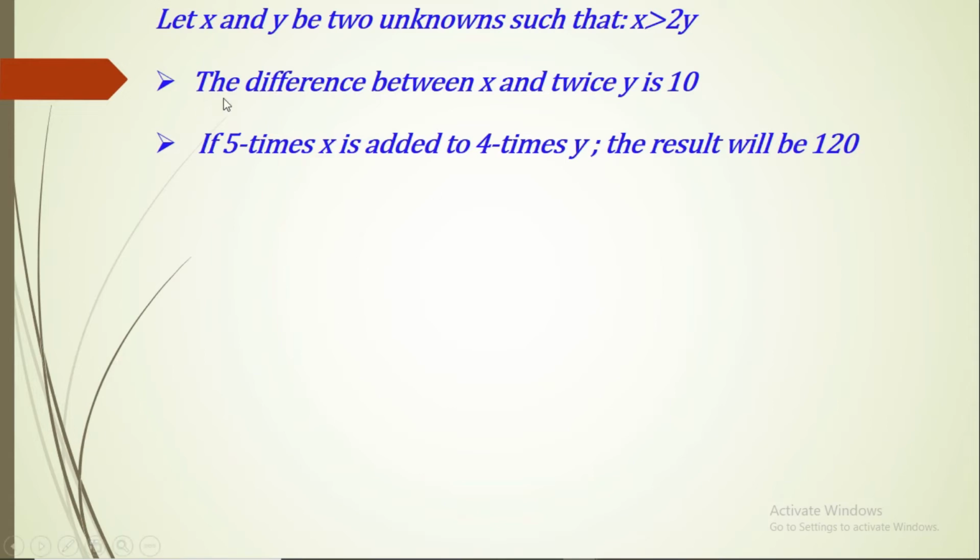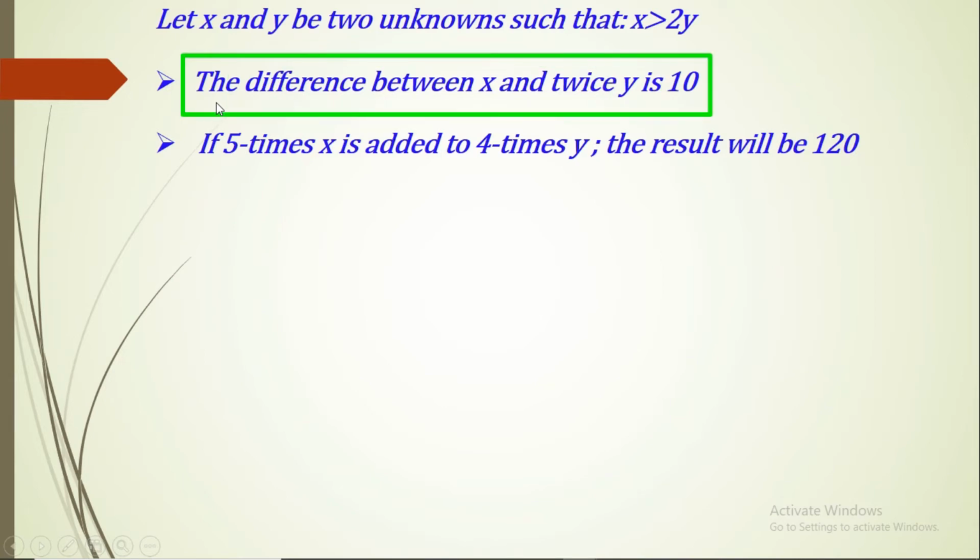First of all, let's analyze the given. The difference between x and twice y is 10. When we have difference, it means minus. Twice y means 2 times y. Sure, difference is between the greater and the smaller, so it should be x minus 2y. So we can say x minus 2y equal 10. This difference is 10, it means we write it equal 10.